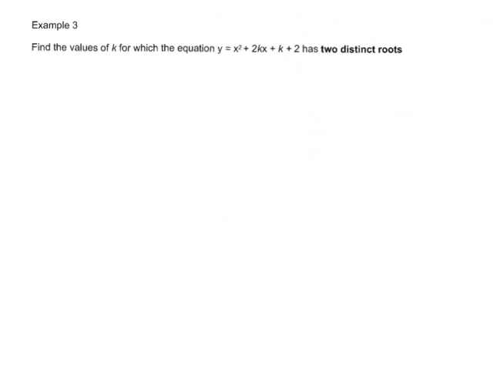So let's have a look at a sample problem here. Let's identify our coefficients. Of x squared, a is equal to 1. Our coefficient of x, b is equal to 2k. And our constant here, we've got a constant of k plus 2. Now to find out when this equation has two distinct roots, we need to solve the inequality b squared minus 4ac is greater than 0.